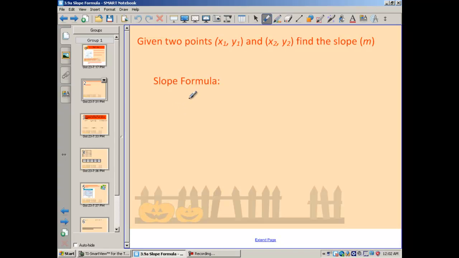Alright, today we're going to find slope using a formula. Yesterday we did it using a graph. We had 2 points on a graph. We did rise over run. Today we're going to use a formula.